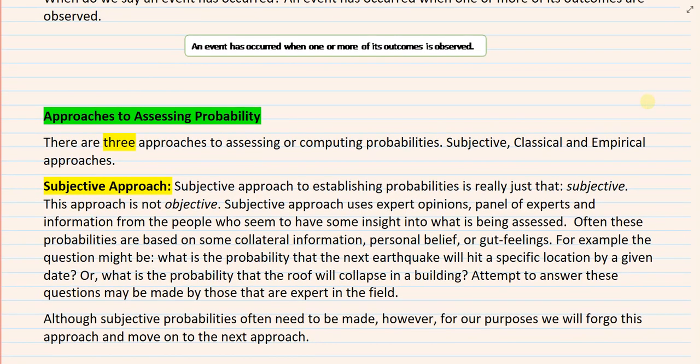With the subjective approach, it's really just that. It is not an objective method. It is subject to the individual that makes the statement. So if I say, what is the probability that we're going to have a vaccine by next week? I don't know. What is the probability that I'll be late to work tomorrow morning? Well, let's say I've never been late going to work, so I'm going to say the probability of that is 1 in 1,000.